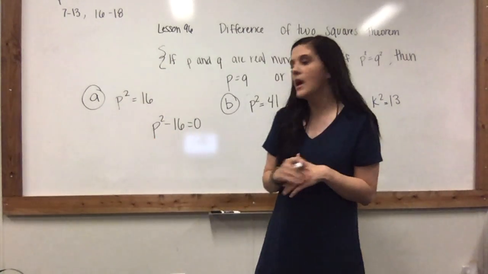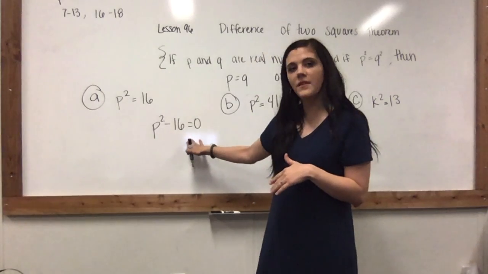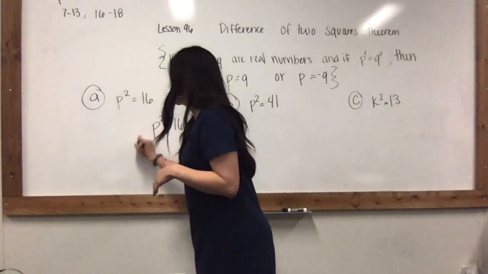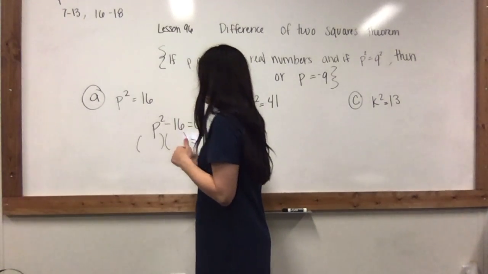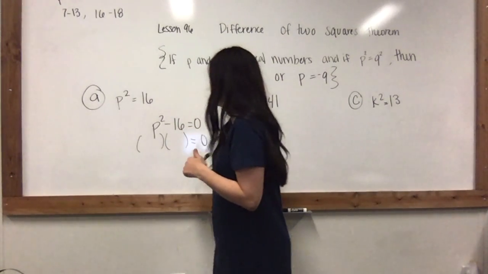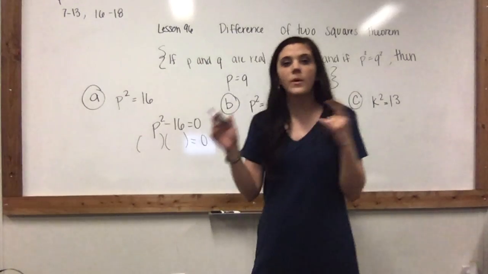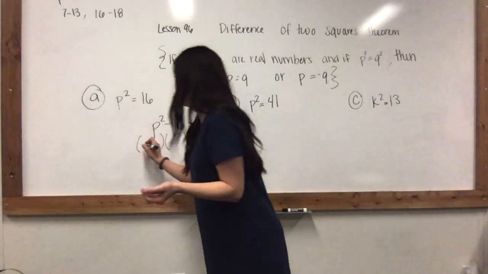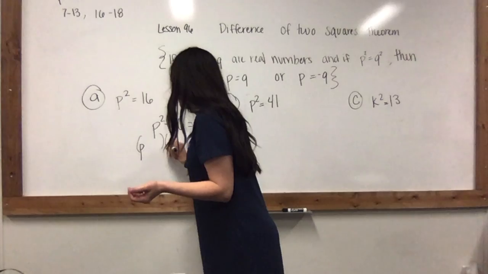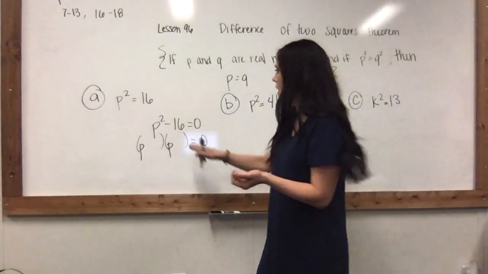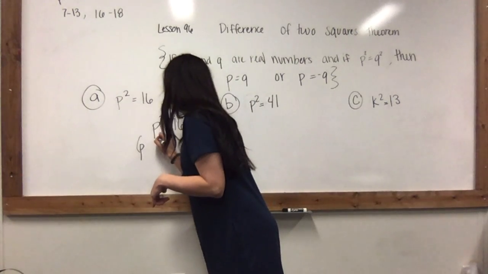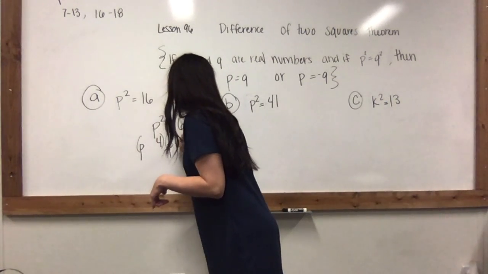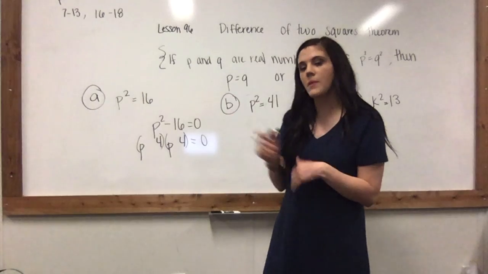Okay, and then I could tell right off the bat that these are both perfect squares, so I'm going to break this down into binomials. Okay, I know that the square root of p squared is going to be p, so I'll have a p there. Okay, I know that the square root of 16 is going to be 4, so I'll have a 4 at the end of my parentheses.